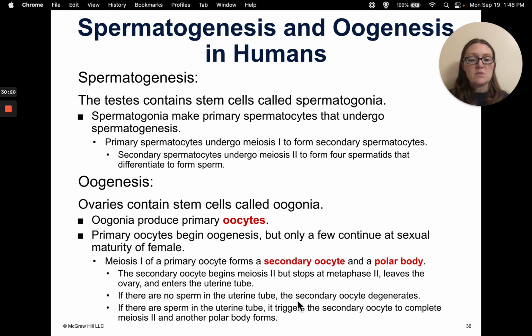If there are no sperm in the tube, the secondary oocyte degenerates. And if there are sperm in the tube, it triggers a secondary oocyte to complete meiosis and another polar body forms. So fertilization actually takes place within the uterine tubes. It does not take place within the uterus. By the time the fertilized egg implants into the uterus, it has already been fertilized for a while. It takes a while for it to actually travel down the tube, and that means the sperm actually has to travel through the uterus into the uterine tubes in order to fertilize the egg.